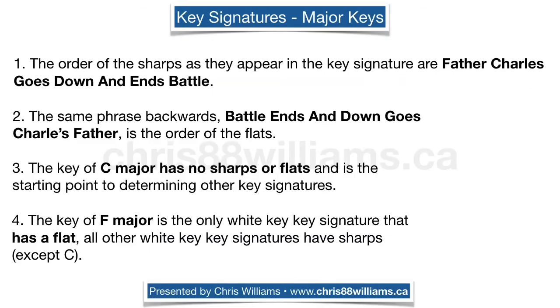So, to use this method, you need to memorize a few things. The order of the sharps is father, Charles, goes, down, and ends, battle. And in reverse, it's the order of the flats. You need to remember that C major has no sharps or flats, and that's the starting point to work out other key signatures. You also need to remember F major is the only white key signature that has a flat in it. All other white key signatures have sharps.